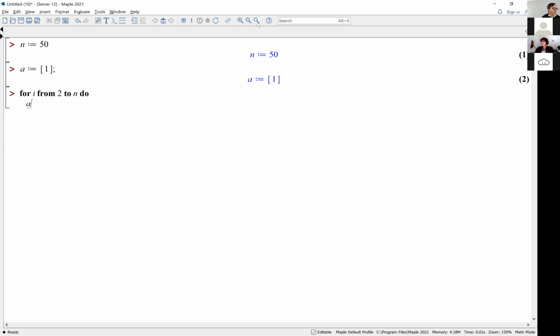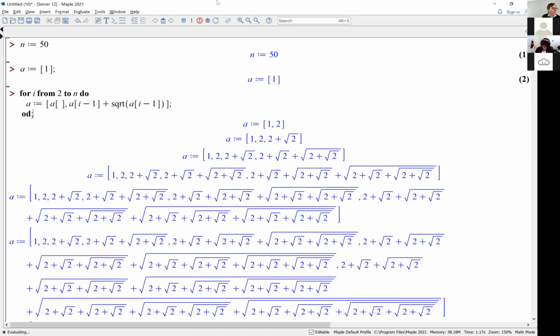And then we'll say A, please add to yourself a new number. And the new number should be A of i minus 1 plus, no, square root of, is this plus square root of i minus 1? Should have just made it go. Whoa, okay, I should not have done that.